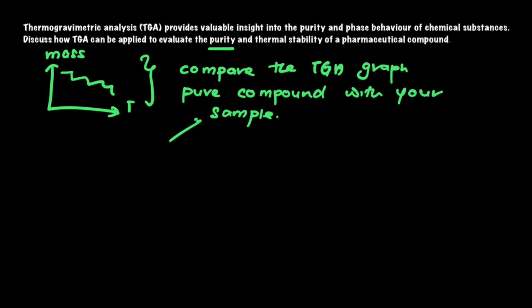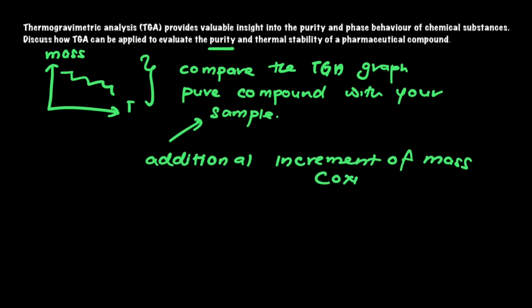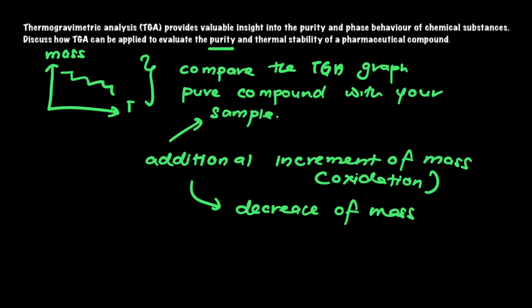So, if your sample has an additional increment of mass due to oxidation, or an additional decrease of mass as compared to your pure compound, it means that your sample is not pure anymore. It means that the purity of your compound is less as compared to the one that you aim to get.